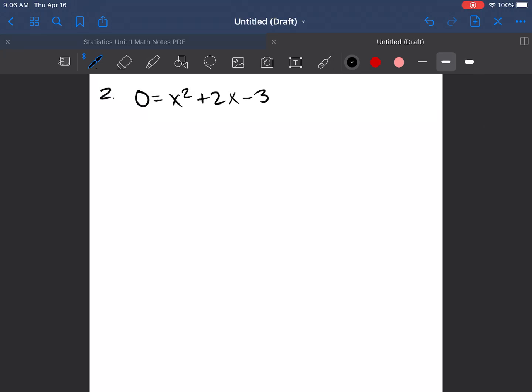In this question, we are going to solve the quadratic equation x squared plus 2x minus 3. And this is question number 2 on assignment number 2. The process to start is the same as the first section of the classwork.